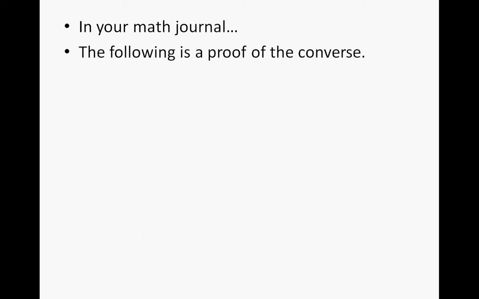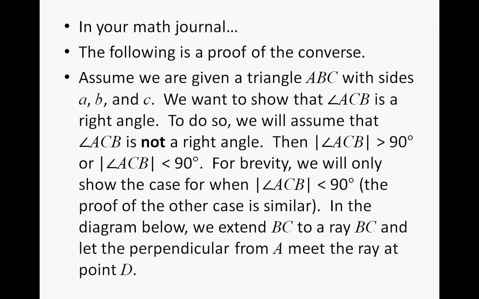So in our math journal, we're going to go ahead and write down this proof. We're going to assume that we are given a triangle ABC with sides of a, b, and c. We want to show that the angle ACB is a right angle. To do so, we will assume that angle ACB is not a right angle, which means that ACB is either greater than 90 degrees or less than 90 degrees.